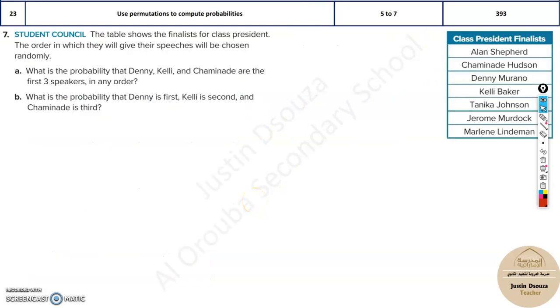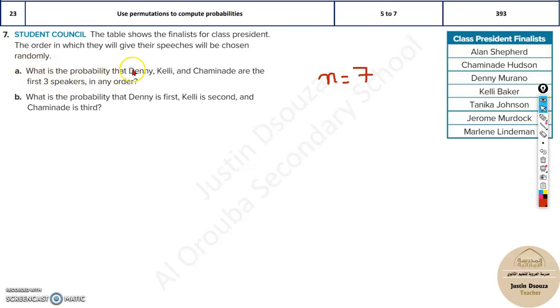In the same way, this is the last problem about student council. The table shows the finalists for class president. The order in which they will give speeches will be chosen randomly. Now, over here, these are all the class president finalists. So there's Alan Shepard, Chaminade Hudson, Denny Murano, Kelly Baker, and so on. All these names. So there are total 1, 2, 3, 4, 5, 6, 7 names. So there are total 7 people. n is 7.